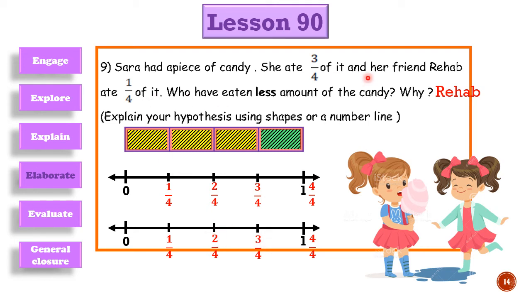Now let's locate 3/4 on the first number line. It will be here. And next one, just 1/4, will be here. Then which is bigger? Sorry, which is less? 3/4 or 1/4? Yes, 1/4 is less than 3/4. This is our proof and our hypothesis.